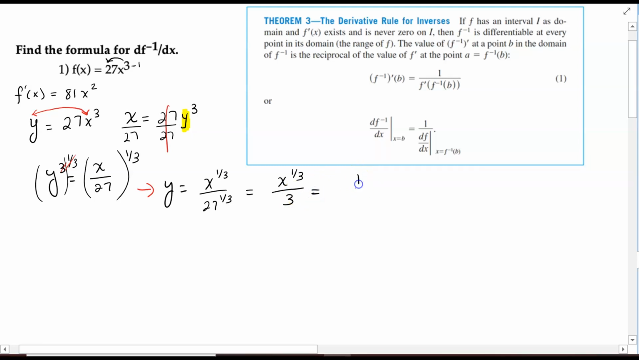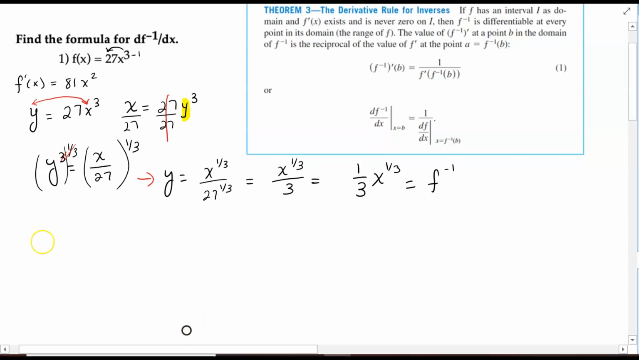So it looks something maybe like this. 1/3 x to the 1/3. Something like that. And this right here is actually f inverse, the inverse of the original function f. Now we're ready to piece everything together to find this quote-unquote derivative of the inverse.